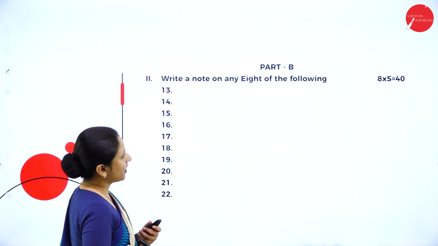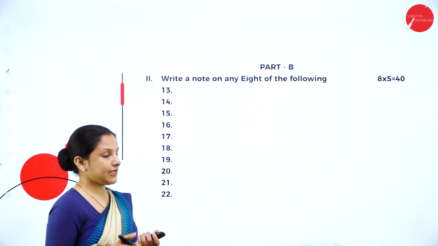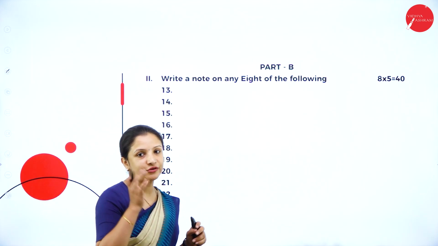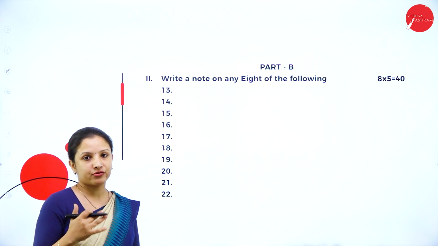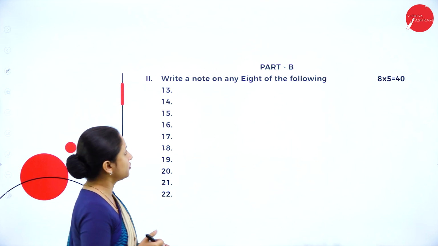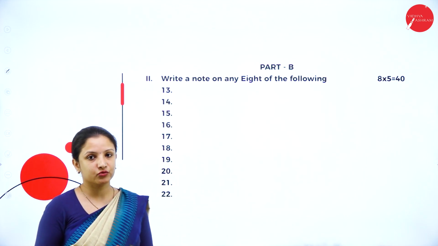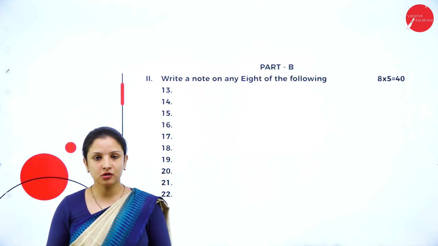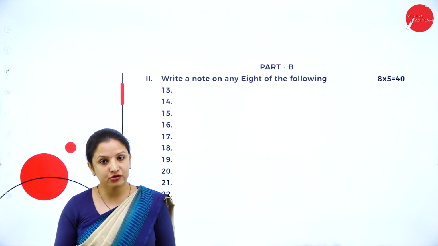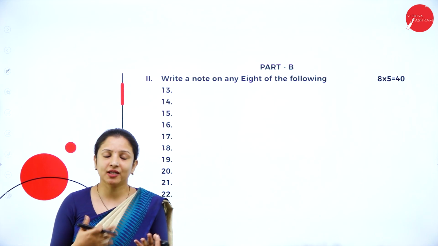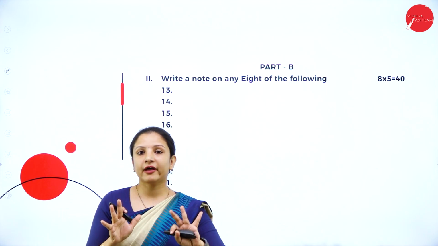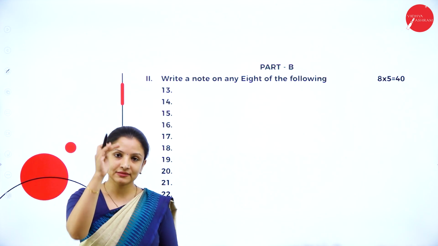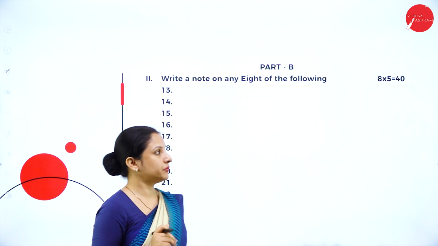Next is part B, wherein 8 questions of 5 marks each will be asked. So out of 10, 8 questions you need to answer. It is 5 marks, so you need to write at least 1 page, or at least 2 pages, to get 5 marks. Here also direct questions will be asked, like explain the causes and effects of noise pollution, or write a note on the Bishnois of Rajasthan and their contribution towards nature. Like that, direct questions only. Nowhere will indirect questions be asked, always direct questions. The way the topic is given in the syllabus, in the same way, questions will be asked from that only.